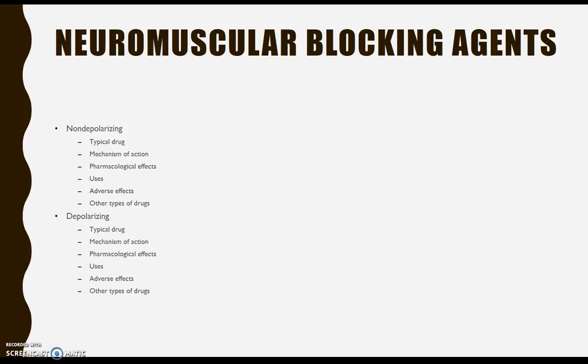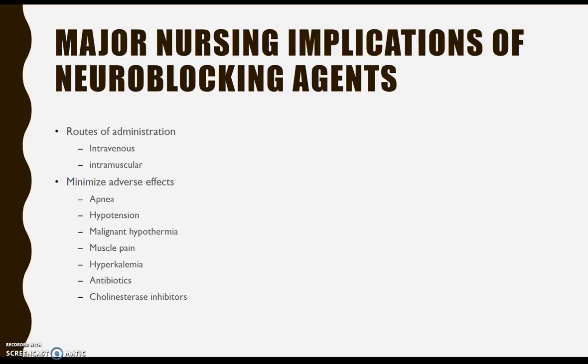Typically they're used to provide muscle relaxation during surgery or if patients are on a vent, that type of thing. And again, we'll talk about those a little bit more later on. Major nursing implications for the neuromuscular blocking agents. They're usually only given IV. You need to watch for apnea, hypertension, malignant hyperthermia, muscle pain, hypokalemia. These are all kind of bad things.